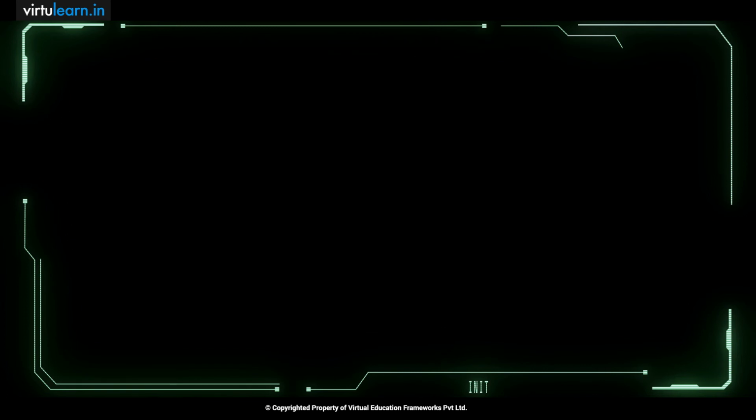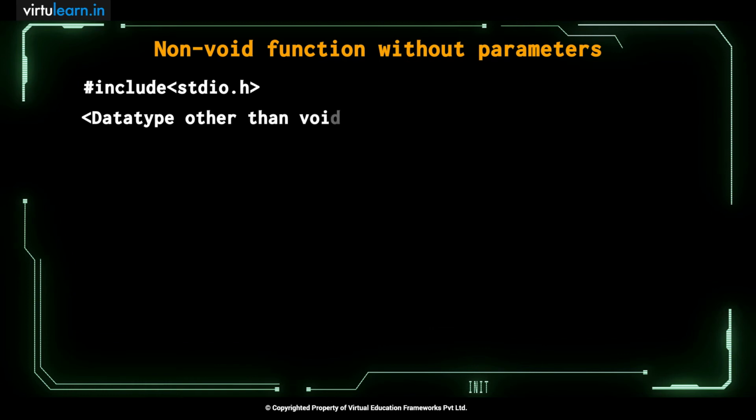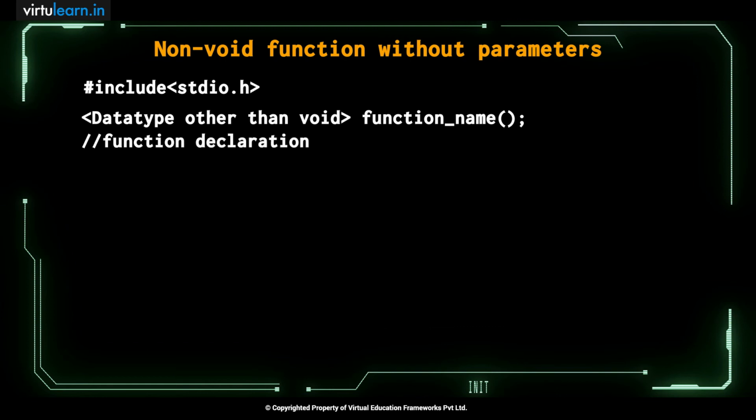Next one, non-void function without parameters. So hash include stdio.h. Here we are going to write a data type other than void, as the name itself says, non-void. So except void, you can use other data types like char, int, float, double. So data type other than void, space, function name, and we close with a semicolon. This is called function declaration.